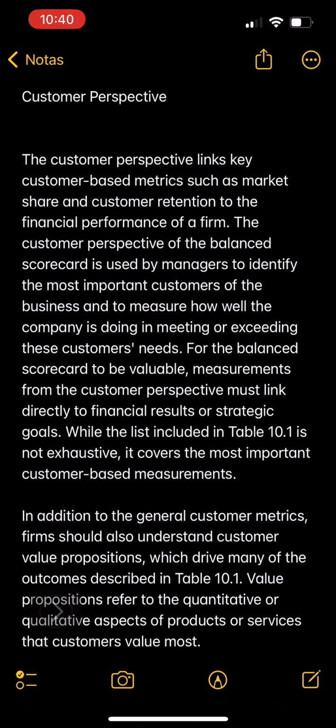performance of a firm. The customer perspective of the balanced scorecard is used by managers to identify the most important customers of the business, and to measure how well the company is doing in meeting or exceeding these customers' needs. For the balanced scorecard to be valuable, measurements from the customer perspective must link directly to financial results or strategic goals. While the list included in Table 10.1 is not exhaustive, it covers the most important customer-based measurements.